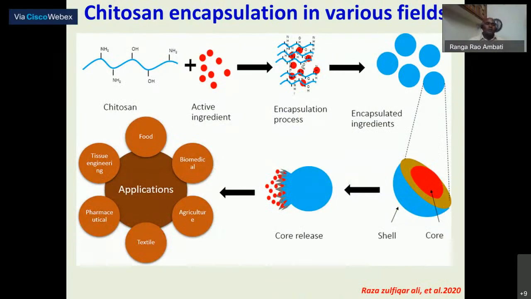And this is one example where people use chitosan for the encapsulation process. You can see the first one is chitosan, and then the active ingredient, the red dots in the image. Then in the encapsulation process, they mix it together. Then you can see the red, blue, and in the middle yellow. This is the shell, the encapsulation cell, and the core materials. And then coming to core release, how the drug is releasing, you can see the red dots coming out from these materials. This can be used in food, biomedical, agriculture, textile, pharmaceutical, and tissue engineering applications. People use this chitosan. Next slide, please.